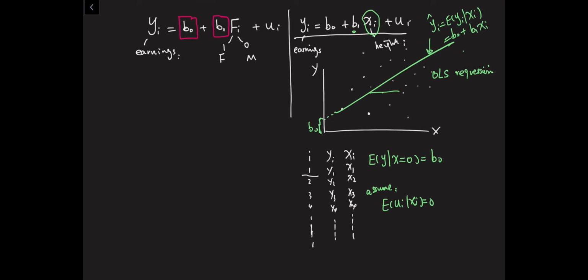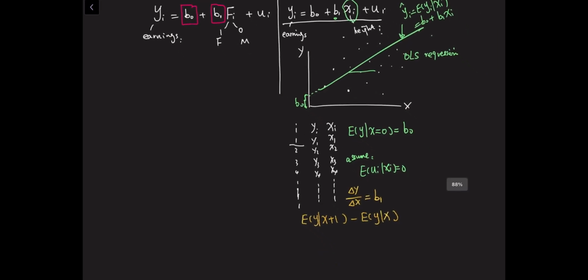Right? Let me use a different color. So that's changing y over changing x, measured by B1. Basically, what would be the change in earnings if there is a 1 unit change in height, right? So it gives us the slope, rise over run. So if the height increased by 1 unit, what would be the expected change in y? So this is the average of y given x plus 1, minus the average of y given x.